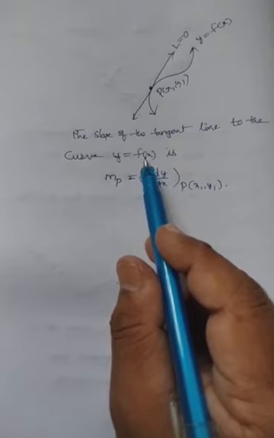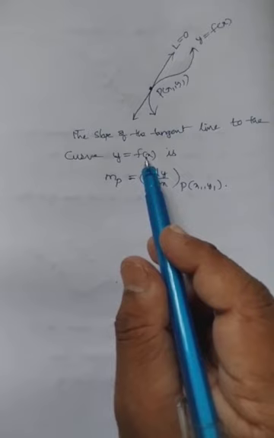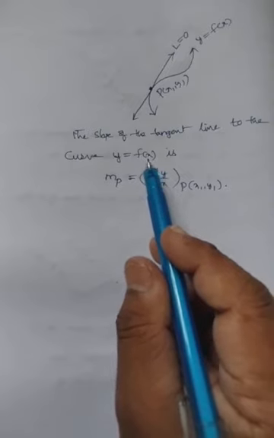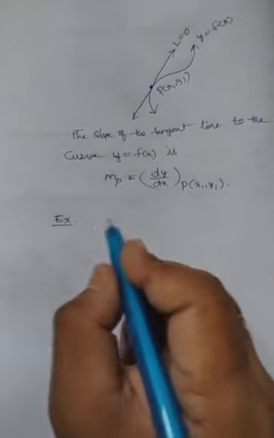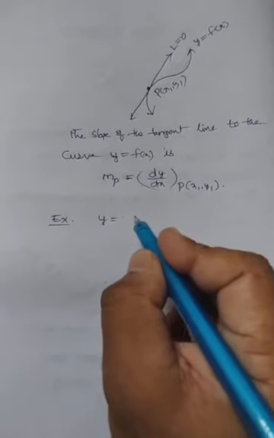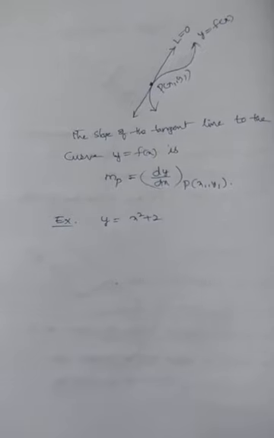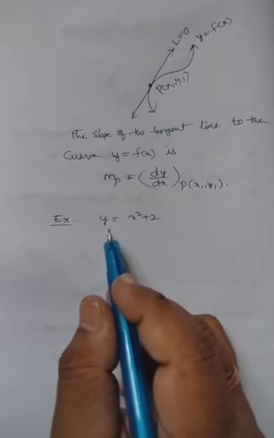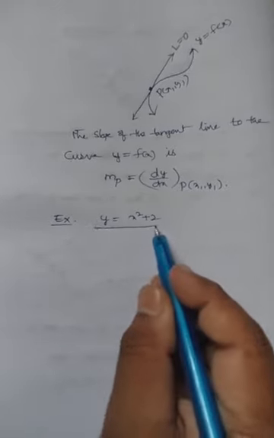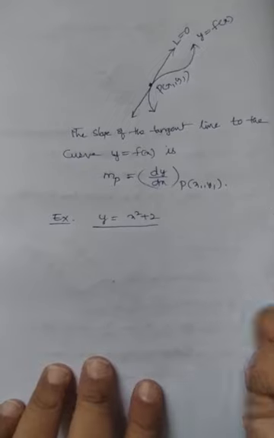What is the function we have? f of x, the function we have. So to find the slope, we have to take the derivative of the function. For example, we have a function y equals x square plus 2. Now we have to find the slope of the tangent line to this curve.